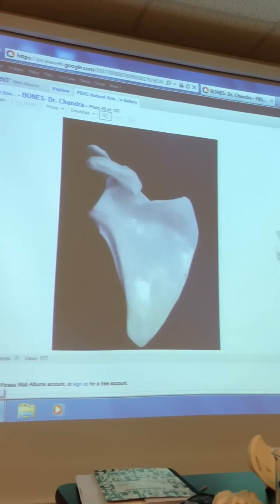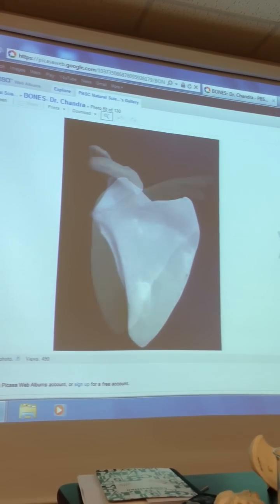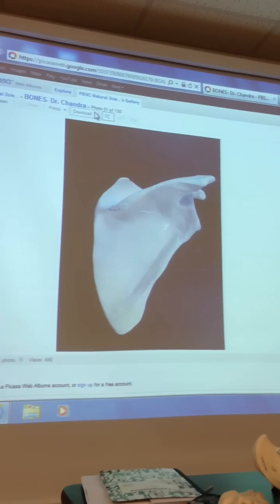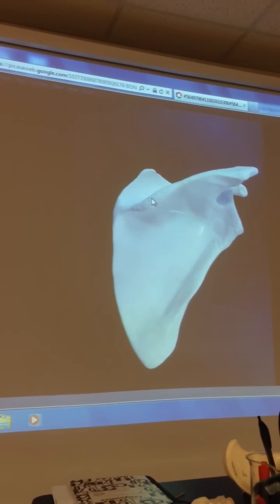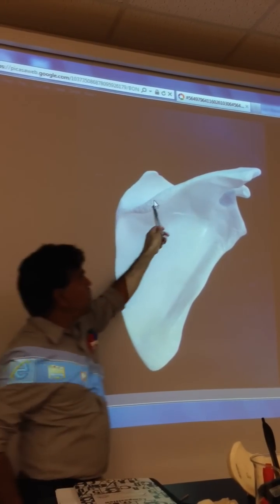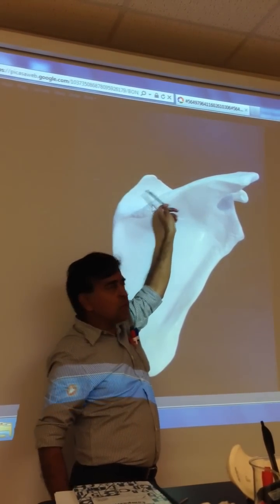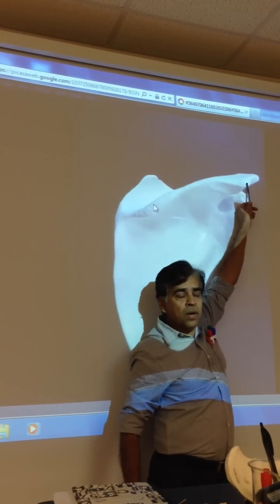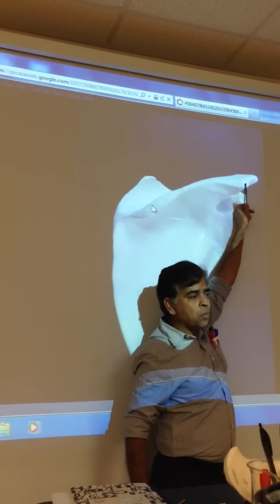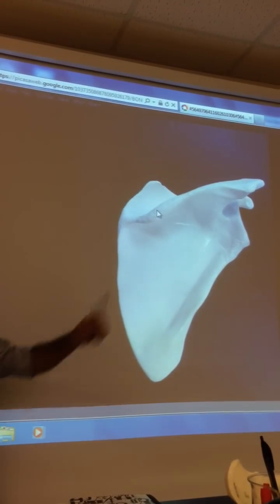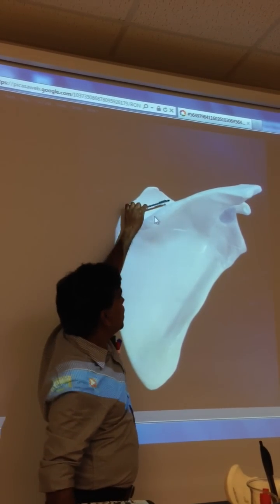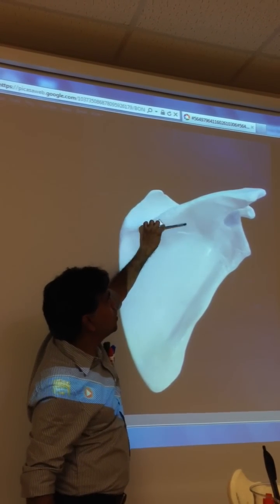Let's look at the posterior view. If you look at the posterior view, that's your spine, right? The scapular spine. So what is this part? Acromion process. That's your coracoid process. And there's a cavity here and here, above the spine and below the spine.